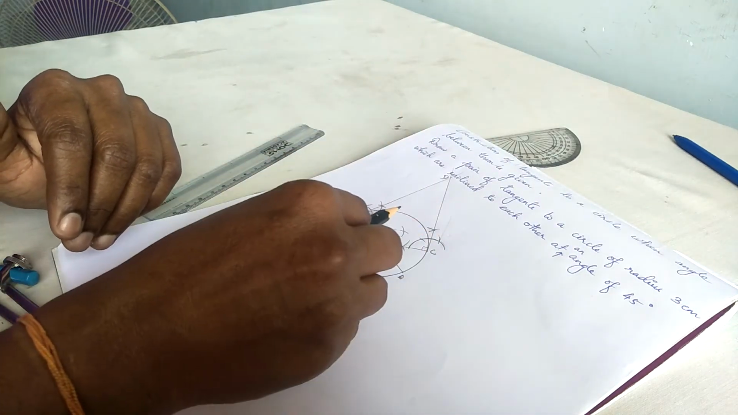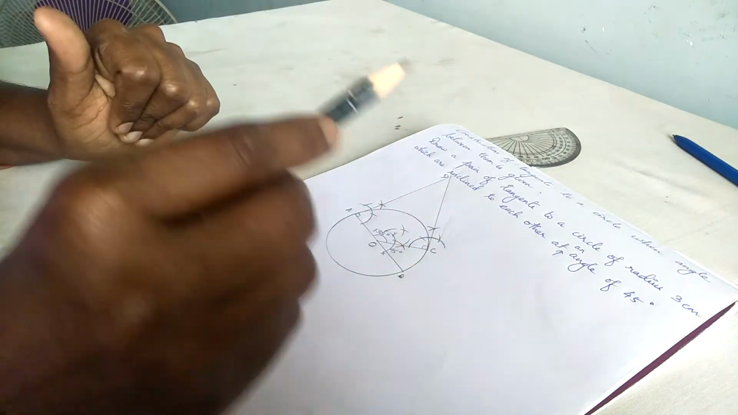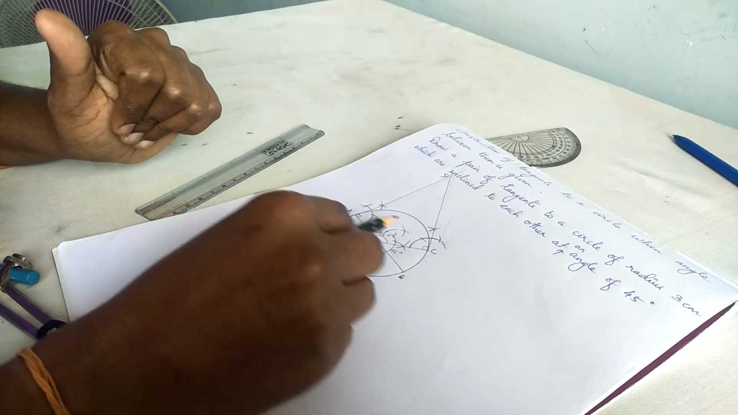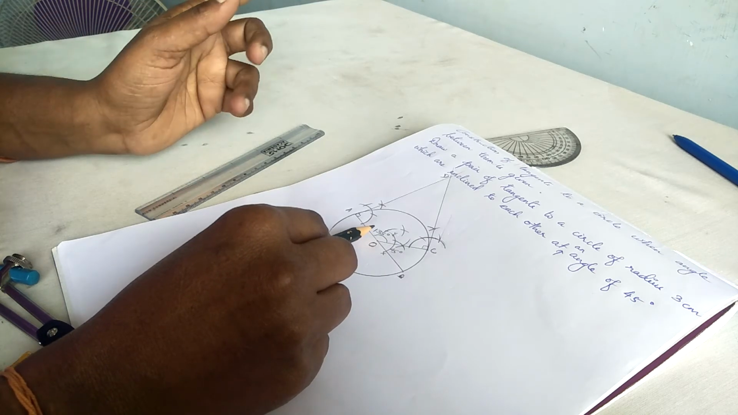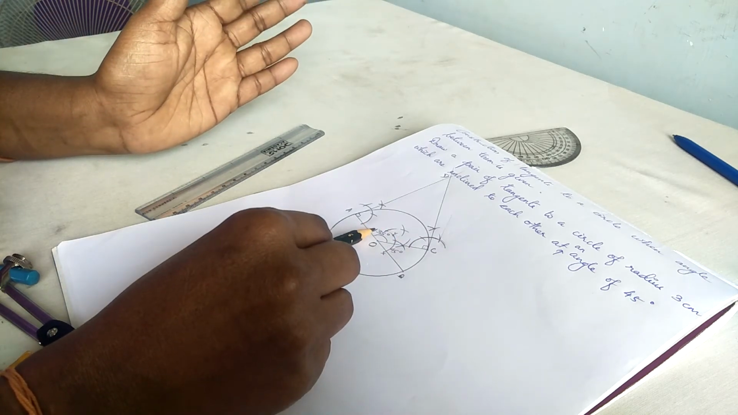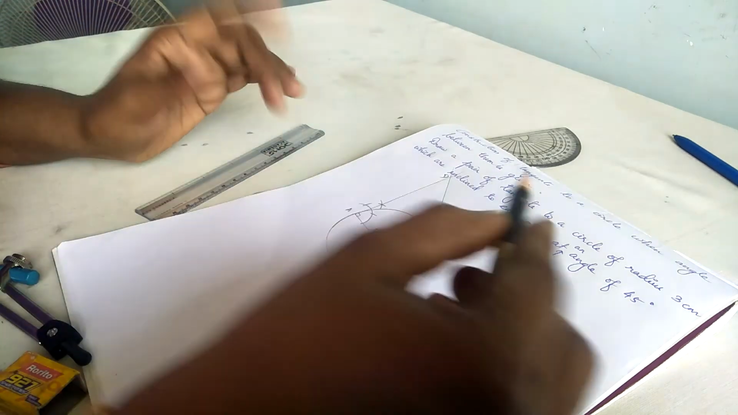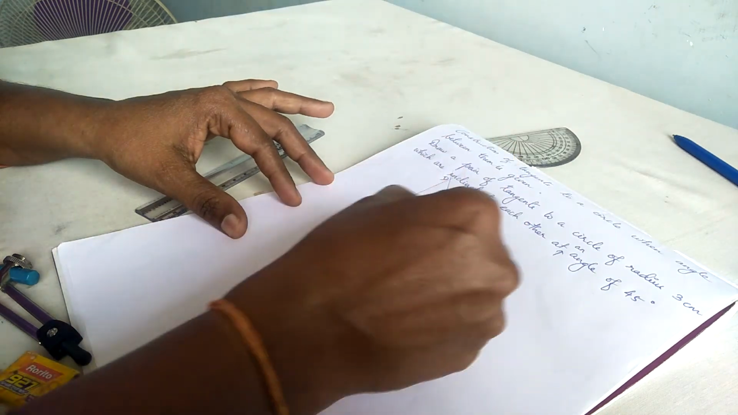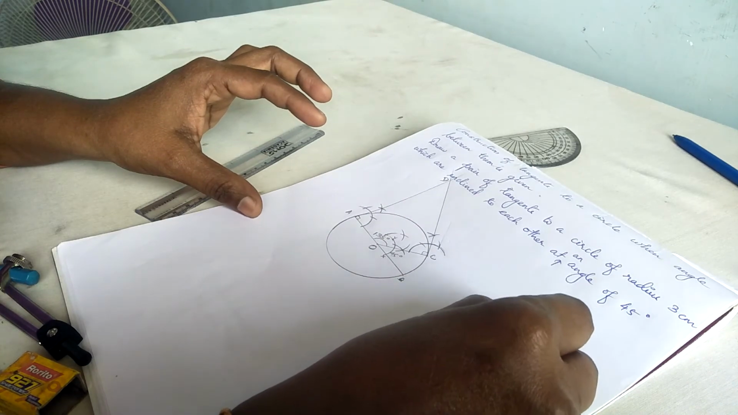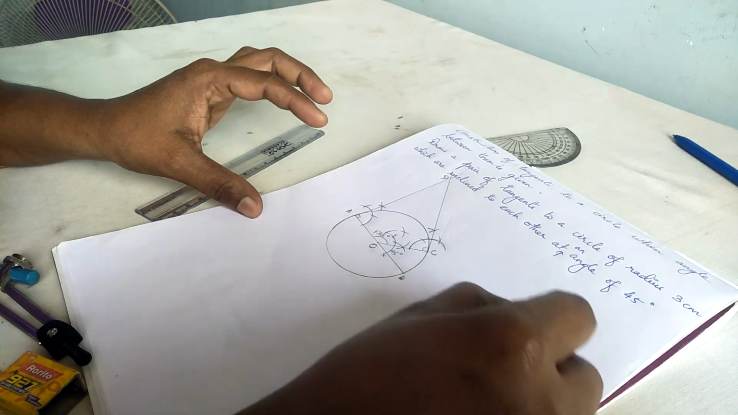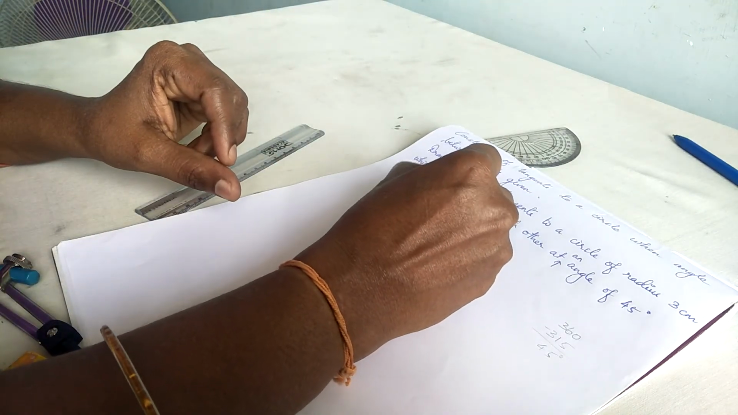So the angle sum property of a quadrilateral is 360 degrees. So 90 plus 90 is 180, plus 135 is 315. The total sum of the angles in a quadrilateral is 360. So 360 minus 315, how much do we get? We get 45 degrees. So this angle is 45 degrees.